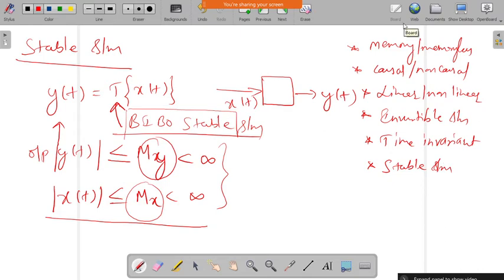Is it understood? Any doubt in this? Then we will go to one problem and see how we can say whether the given system is stable, and how to check all these things.